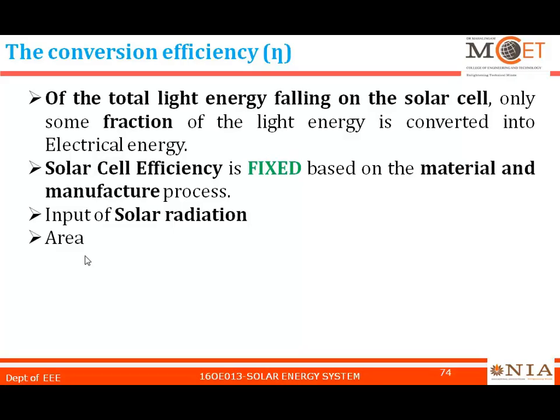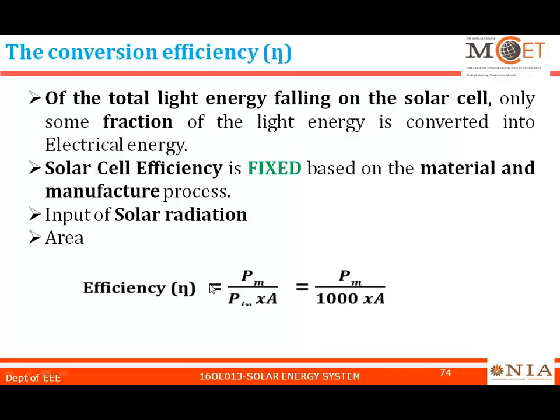Next is the area. Area also plays a very important role. For India, the solar constant is 1000 watts per meter square. Based on the area, the conversion efficiency is fixed. Higher the area, higher the efficiency; lesser the area, lesser the efficiency. Efficiency is equal to Pm divided by P input times area, that is, Pm divided by the solar constant, 1000 watts per meter square, times the area.